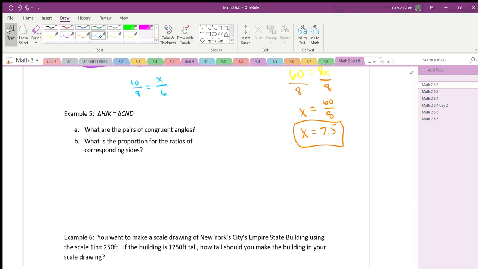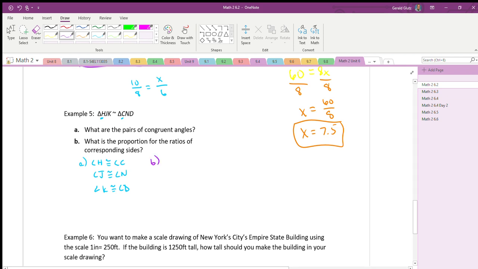So example 5, what are the pairs of congruent angles? So for part A, H is going to be congruent. So H is first, C is first. So that means H and C are congruent. J is second, so angle J is going to be congruent with the second one on this one, so N. And then angle K and angle D are congruent.